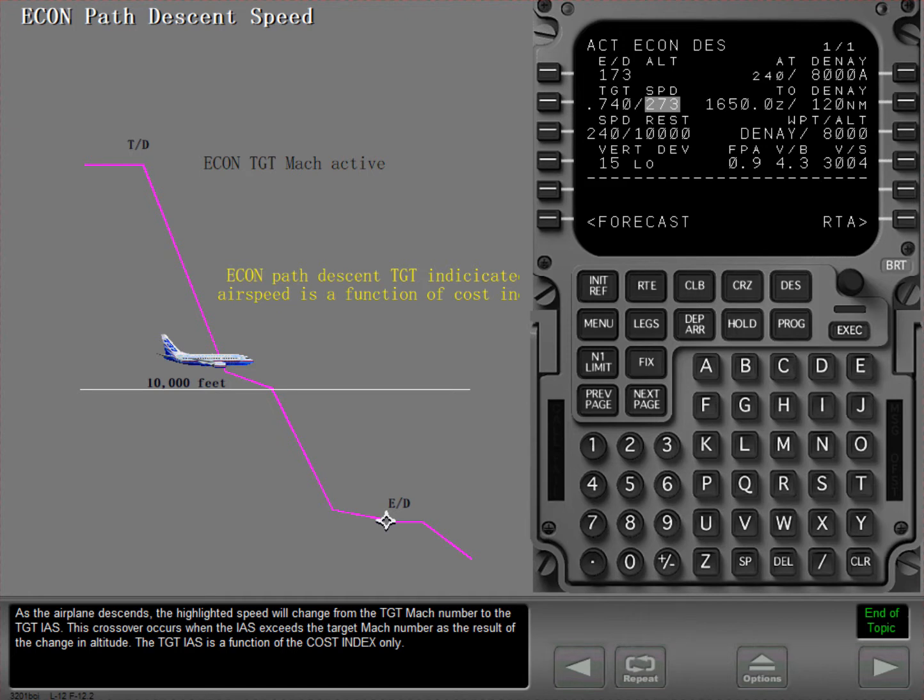As the airplane descends, the highlighted speed will change from the target Mach number to the target IAS. This crossover occurs when the IAS exceeds the target Mach number as the result of the change in altitude. The target IAS is a function of the cost index only.